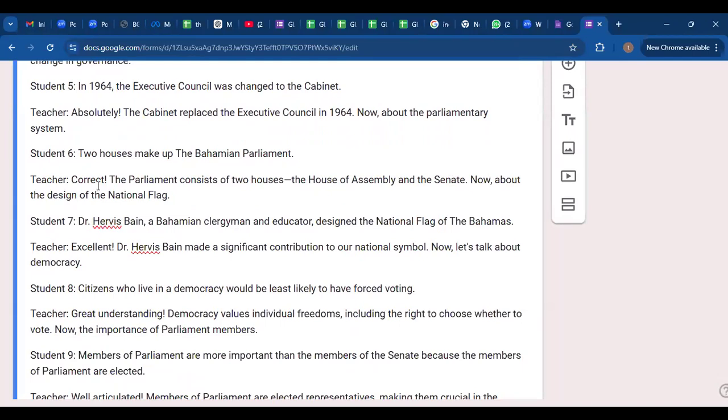Correct. Dr. Hervis Bain, a Bahamian clergyman and educator, designed the national flag of the Bahamas. Excellent. Dr. Hervis Bain made a significant contribution to our national symbol.